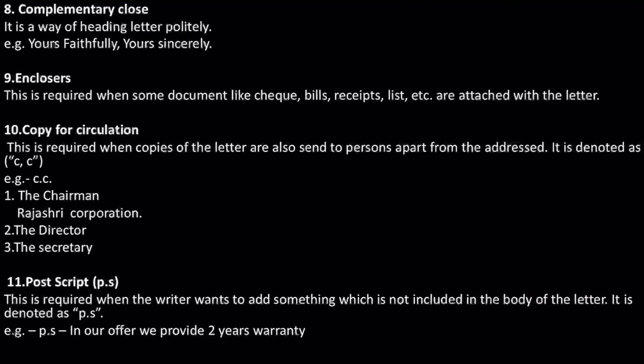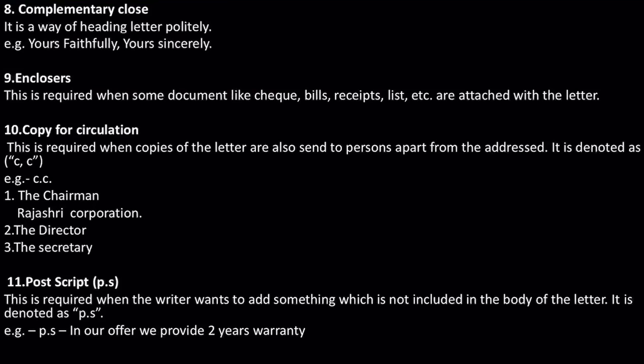Next is the complimentary clause. It is a way of ending the letter politely. For example, yours faithfully, yours sincerely. Number 9 is enclosures. This is required when documents like cheque, bills, receipt, list, etc. are attached with the letter. After that, number 10, copy for circulation. This is required when copies of the letter are also sent to persons apart from the one to whom it is addressed. It is denoted as CC, for example the chairman, the director, or the secretary.